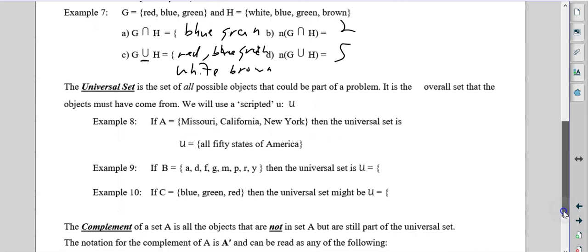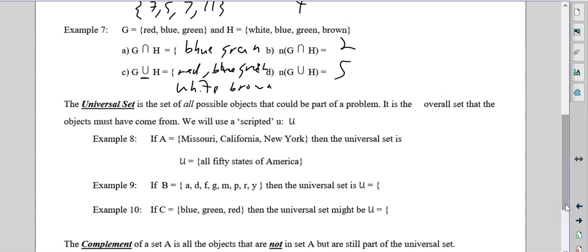Now, the concept of the universal set, that is all possible objects that could be part of the problem. It's the overall set from where they come from. Okay, so we use this, it's scripted, kind of like cursive, it's not exactly cursive. It's a fancy capital U is what it is. If you're doing it yourself, just make it a little curvy, put a couple little accents on there. It's just basically a fancy capital U.